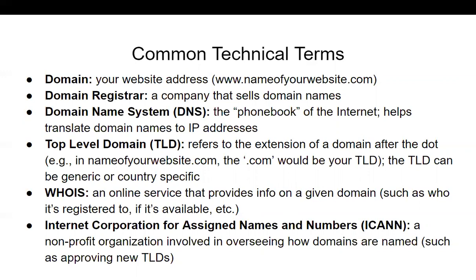And then WHOIS, "who is", it's not really an acronym. It's an online service that provides info on a given domain, such as who it's registered to, if it's available, that sort of thing. So whenever you see WHOIS, you can just think of it as, who is this domain registered to? And then you might see ICANN in all caps. That's the Internet Corporation for Assigned Names and Numbers, a nonprofit organization involved in overseeing how domains are named, such as approving new TLDs.